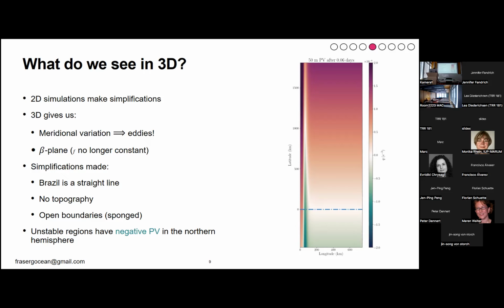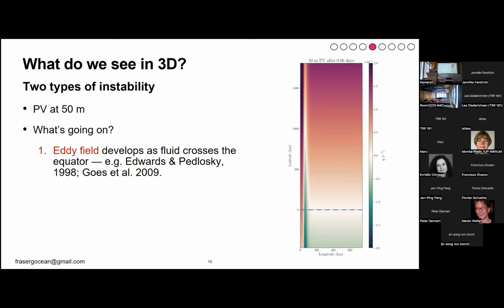We make a lot of simplifications in this model. So I'd say it's inspired by the North Brazil current. So we approximate Brazil as a straight line. We don't have any topography, and we have open boundaries at the northern and southern edges of the domain. This image should now come to life, and we can see how the PV field evolves over time.